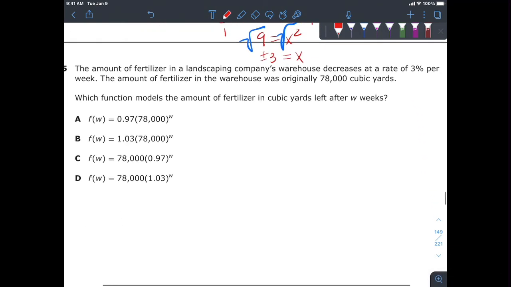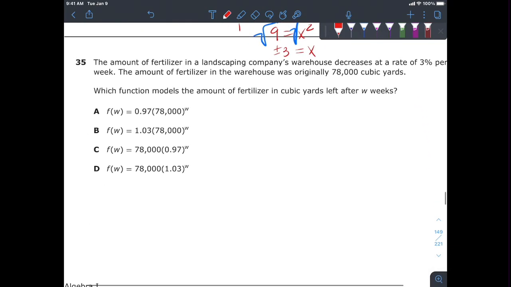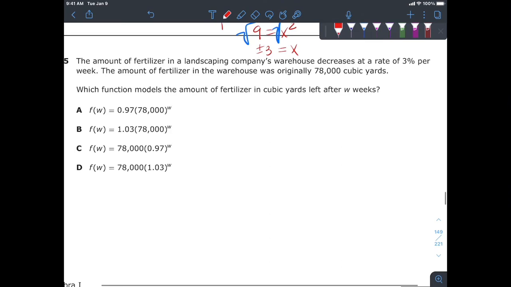Number 35. The amount of fertilizer in a landscaping company's warehouse decreases at a rate of 3% per week. The amount of fertilizer in the warehouse was originally 78,000 cubic yards.